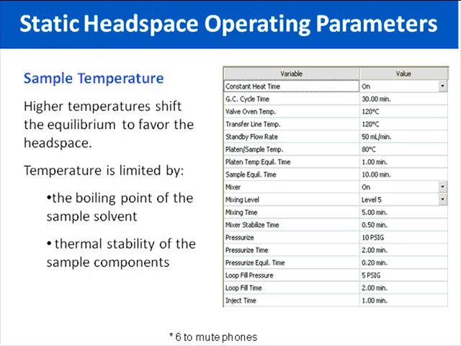With sample temperature, higher temperatures tend to shift the equilibrium to favor the headspace. Remember, especially when high K values are involved, if you add more temperature to the vial, you're going to lower that K value and help those analytes get into the headspace, shifting the equilibrium in favor of the headspace.